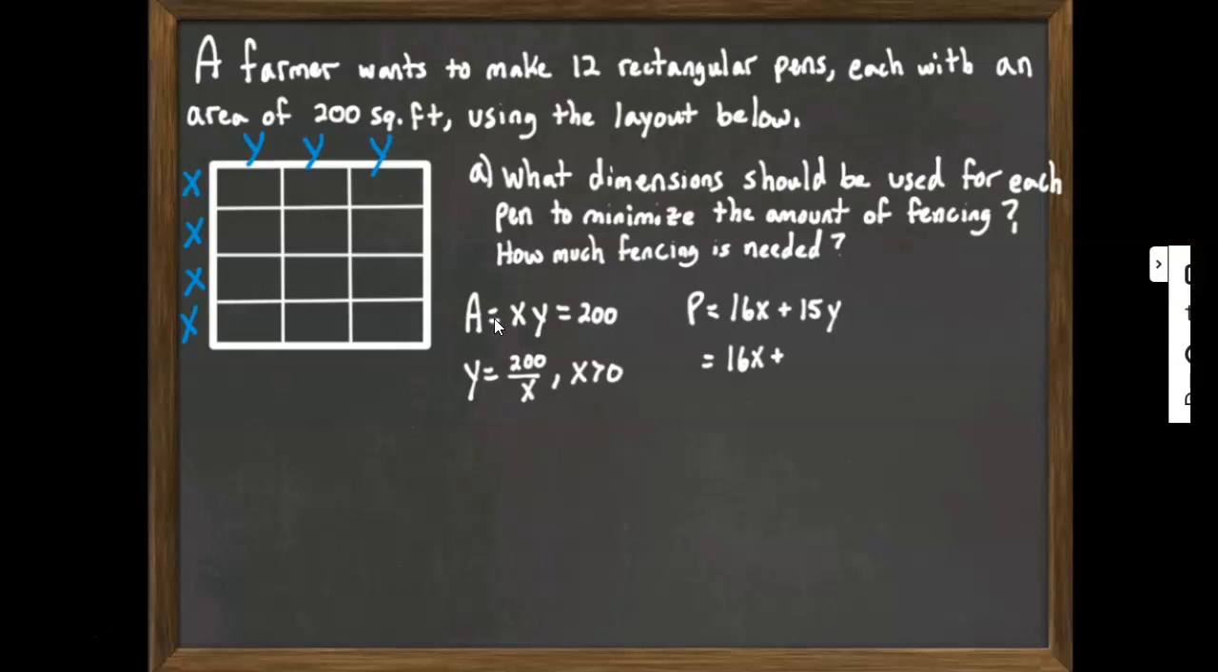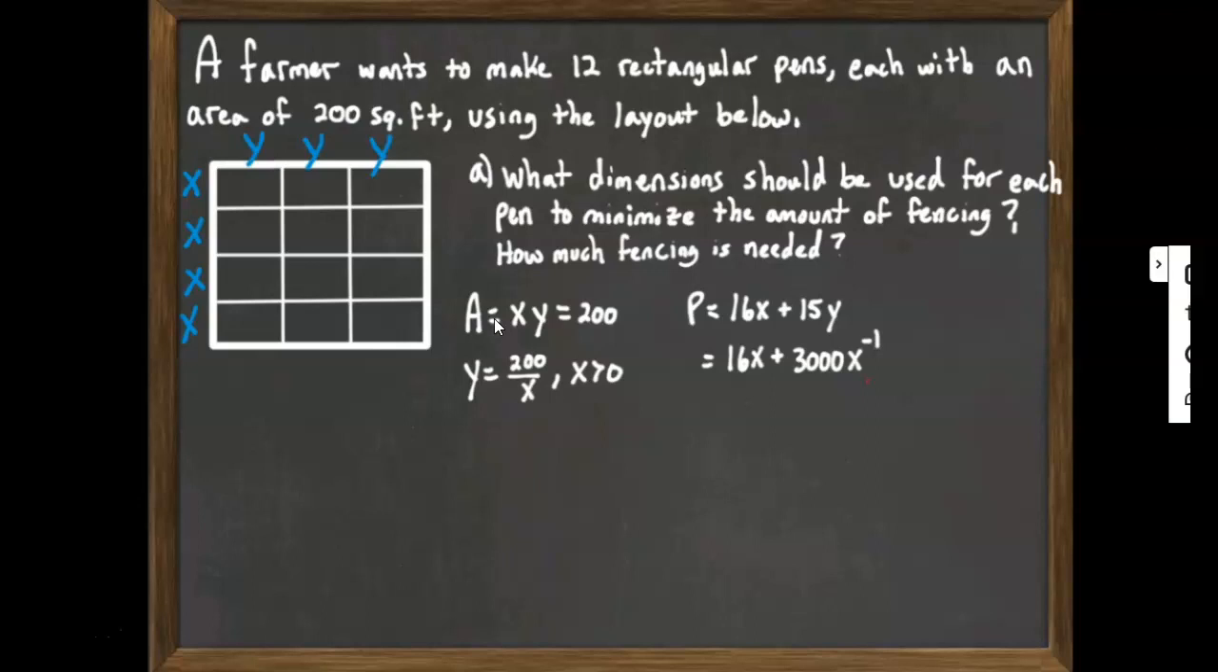200 over, that should be 200 over x there. My pen missed a little piece there. Okay, and then we can simplify that though, because 15 times 200 is going to be 3,000, and 3,000 over x can be written as 3,000 x to the minus 1.